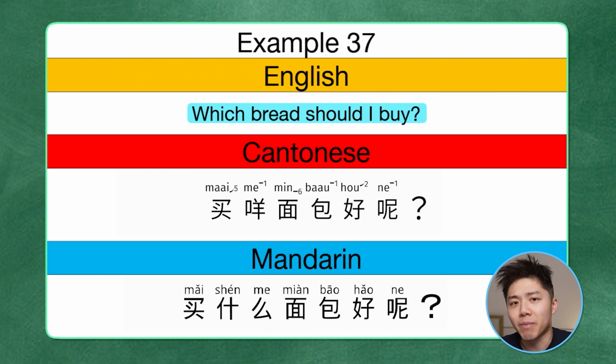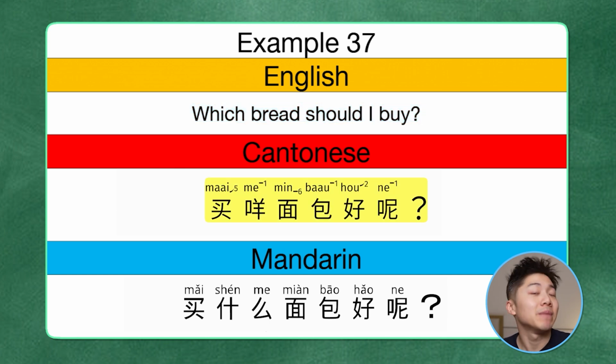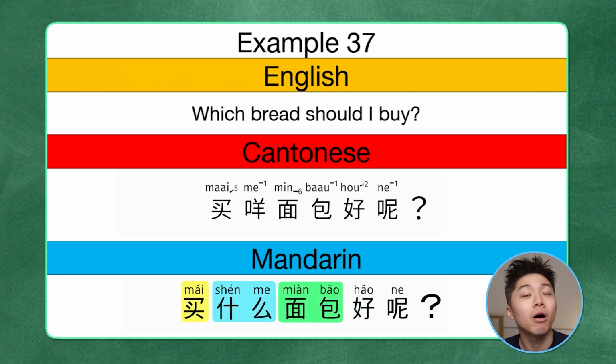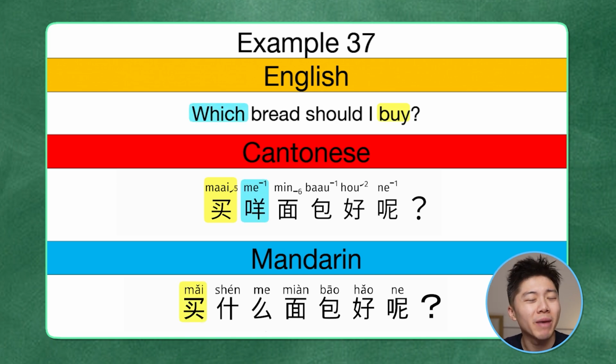Which bread should I buy? In Cantonese, 買咩麵包好呢? In Mandarin, 買什麼麵包好呢? So for example, in Cantonese, 買 means to buy. In Mandarin, 買. 咩 means what. In Mandarin, 什麼. So buy what bread? 面包 is bread. In Mandarin, 面包.